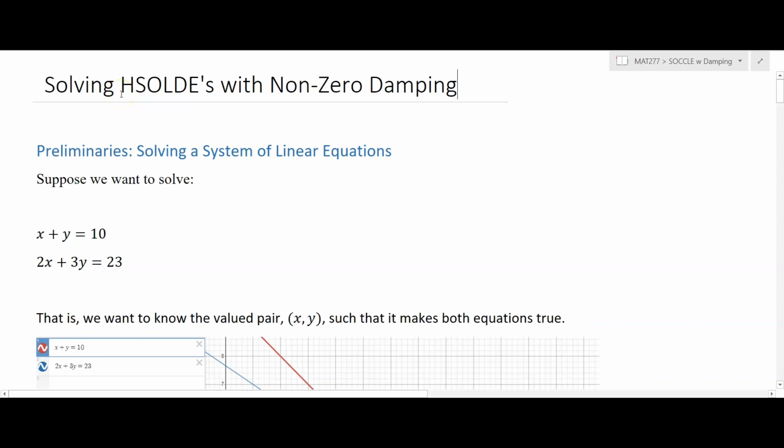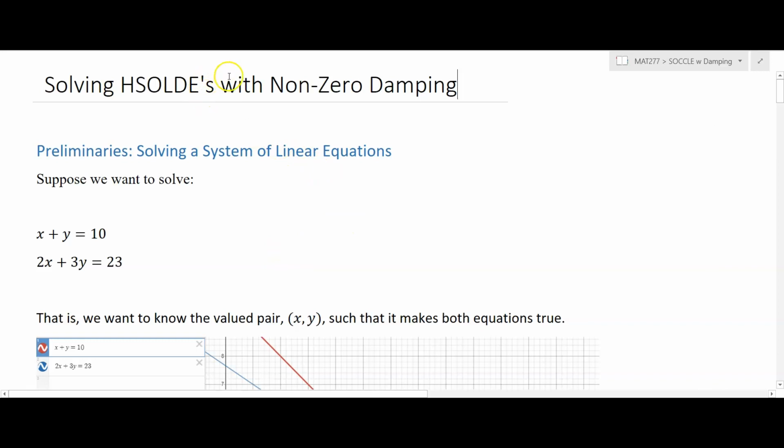Hello and welcome. In this video, we're going to continue on our journey with solving second-order differential equations. This one specifically will focus on homogeneous, second-order linear differential equations with non-zero damping. So we've already explored this idea that you can have spring mass systems without damping, and now we'll consider adding the damping term, which will result in a slightly different solution process.